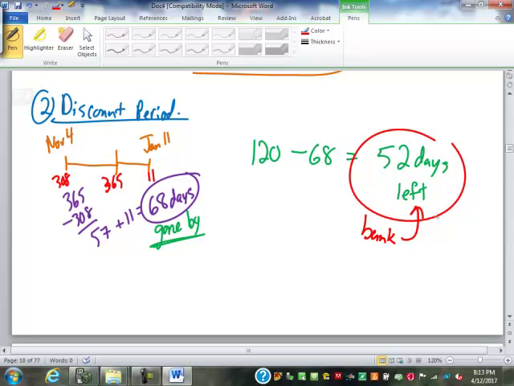That is, on these problems, probably the biggest mistake that is made: forgetting. They find the days that have gone by, but they forget to subtract it from the term to get how many days are left.